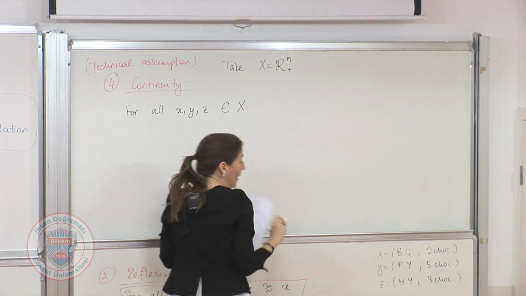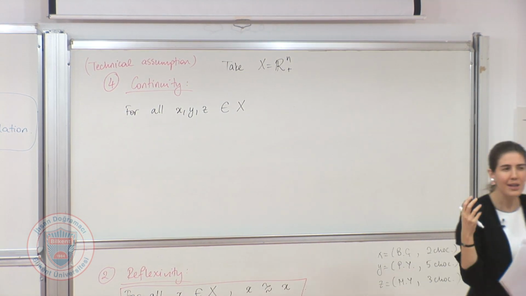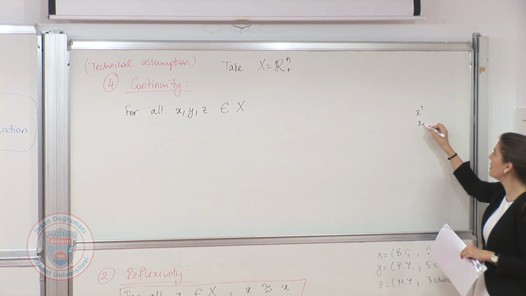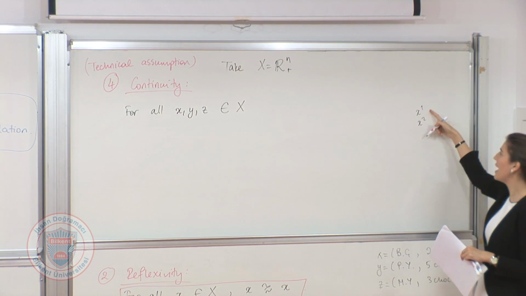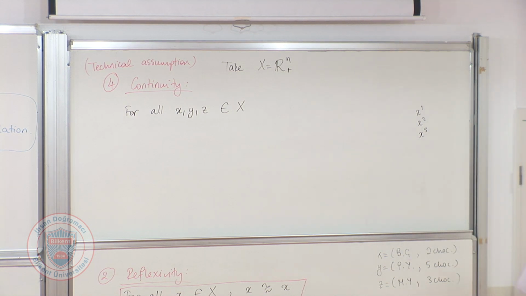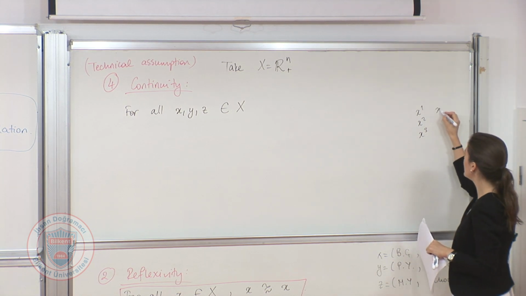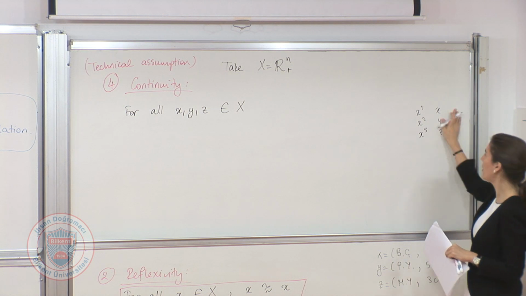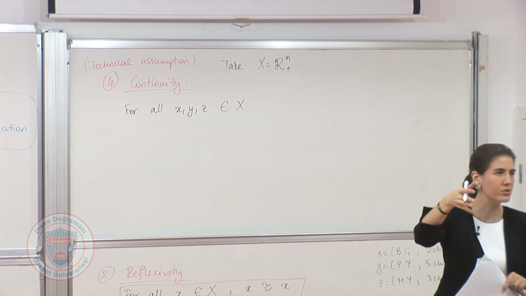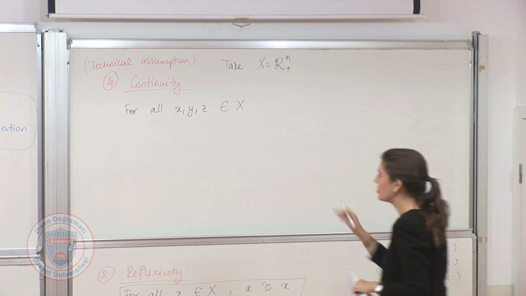By the way, don't get confused. Sometimes I write x, y, z in X. Sometimes I refer to the elements of X as x1, x2, x3. Okay, this is just notation, right? So I could have said x, y, z as well. Okay, so don't get confused. Sometimes I said x1, x2, and sometimes I use just x, y, z.